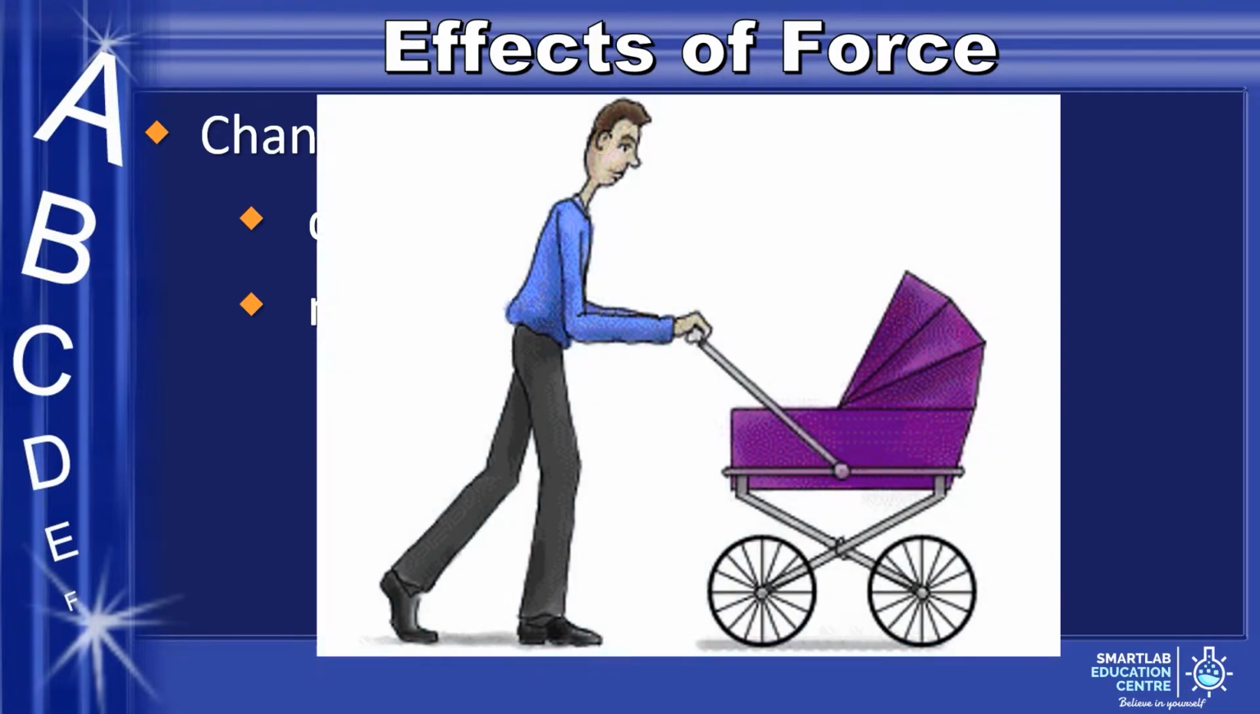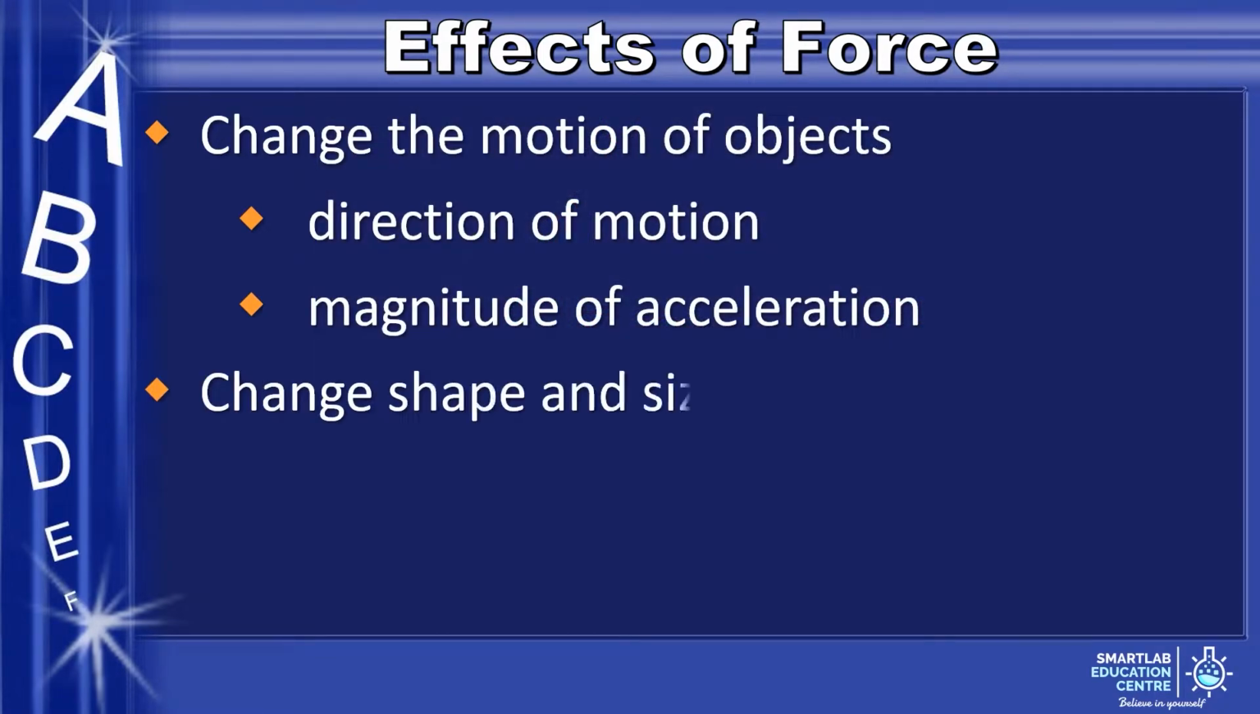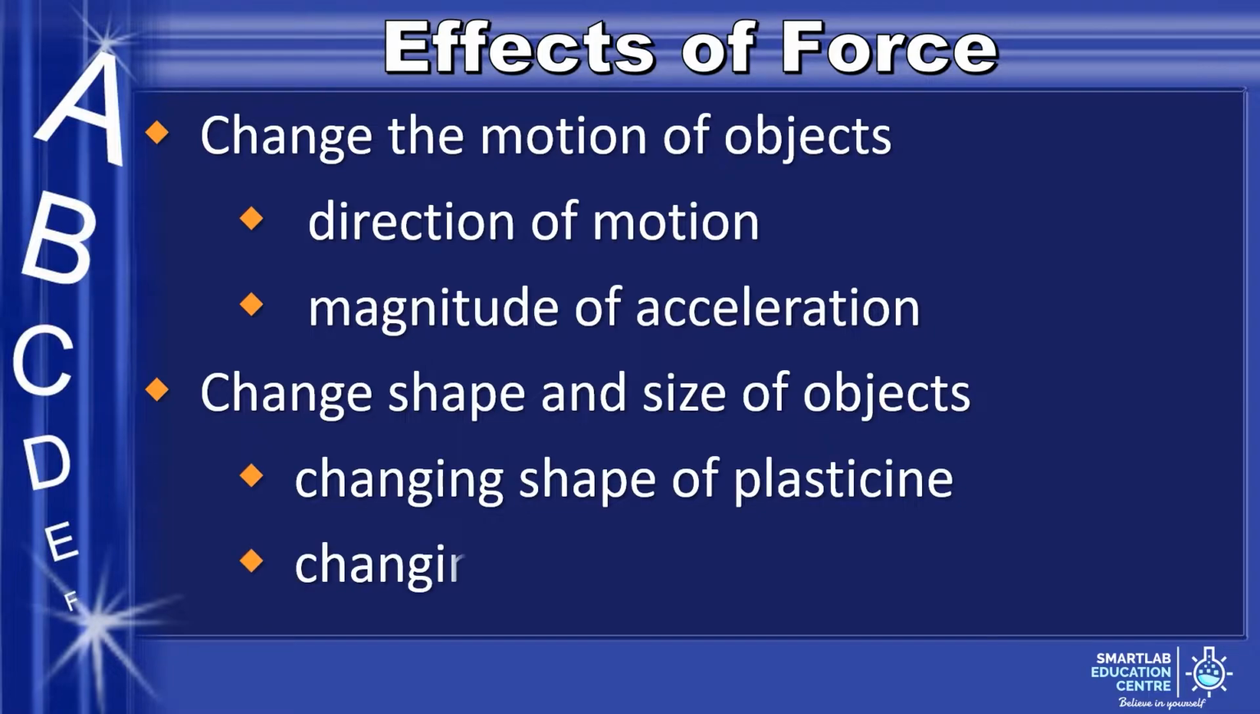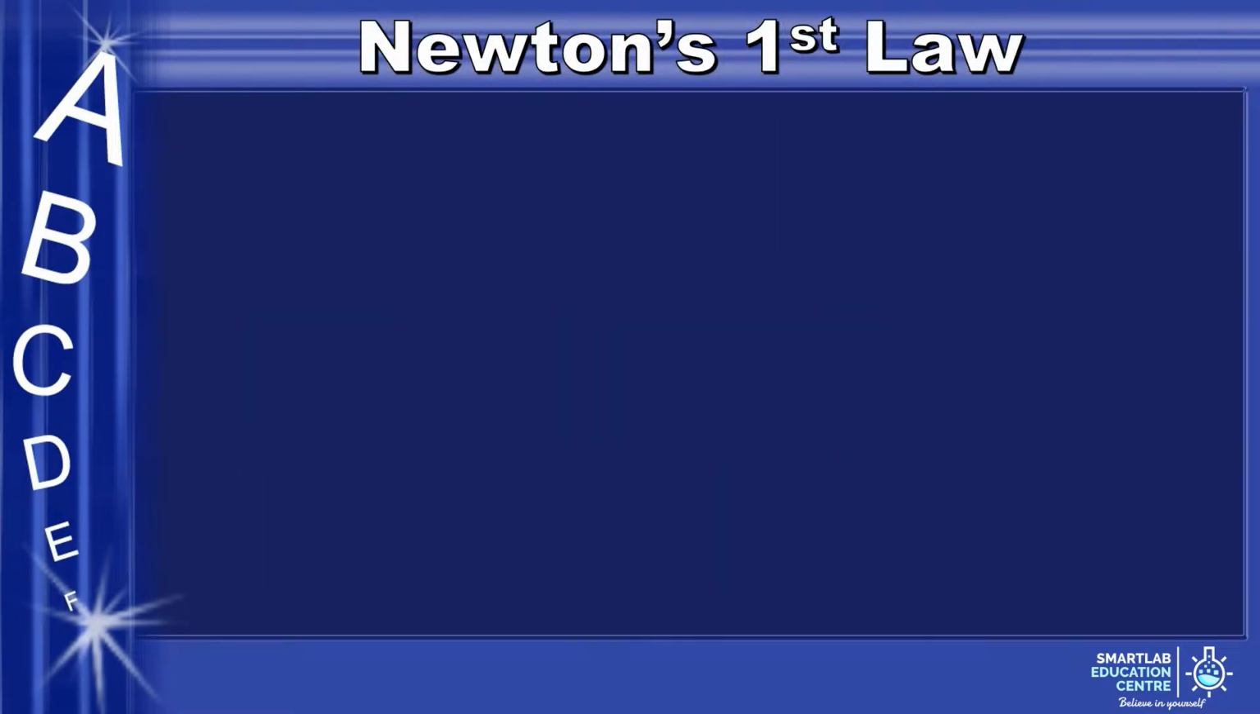One example is pushing a baby stroller. You can change the direction and magnitude of the stroller's motion. A force can also change the shape and size of an object. Such examples include changing the shape of plasticine and changing the size of a rubber band. Now let us cover the 3 laws of motion.